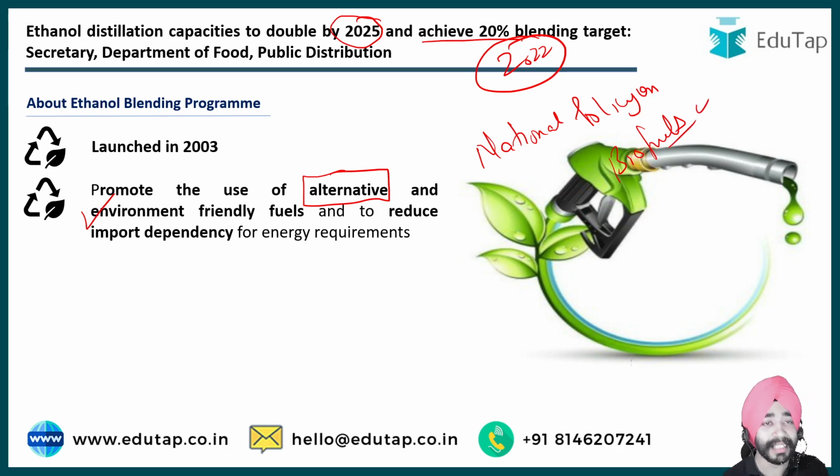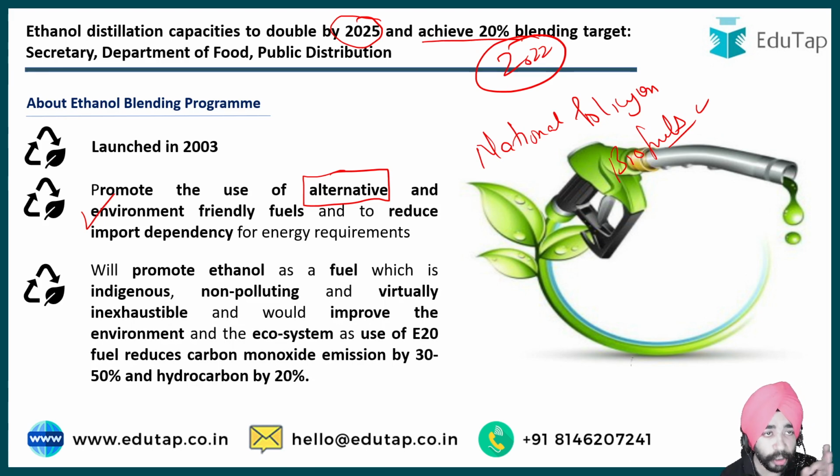What has been discussed here is that this ethanol blending program simply says that the alternative fuel that will be used here will be ethanol. What is this ethanol fuel? It will be indigenous, meaning all the ethanol-based fuel or ethanol petrol will be made in India. It will be non-polluting and it would improve the environment and ecosystem. E20 is the name of the fuel. The fuel will help us in reducing carbon monoxide emission, which is the most important emission from vehicles. The vehicular emission would be reduced by around 30 to 50%, and hydrocarbons would be reduced by around 20%.